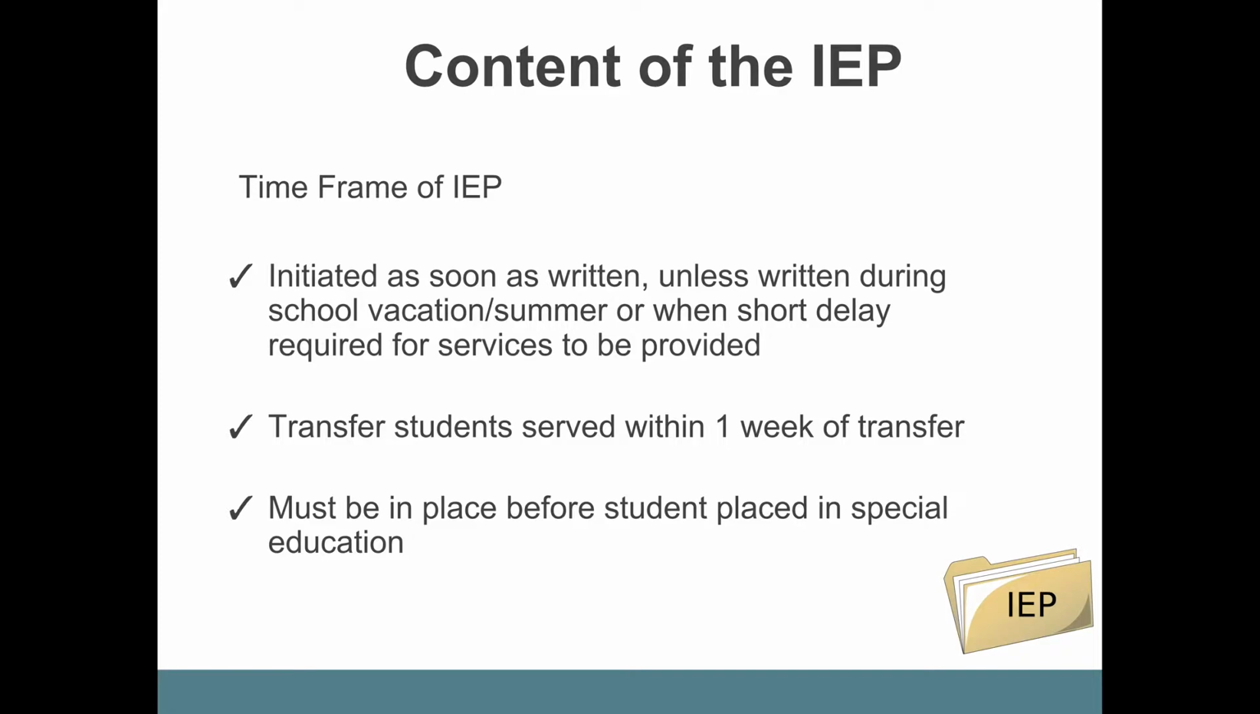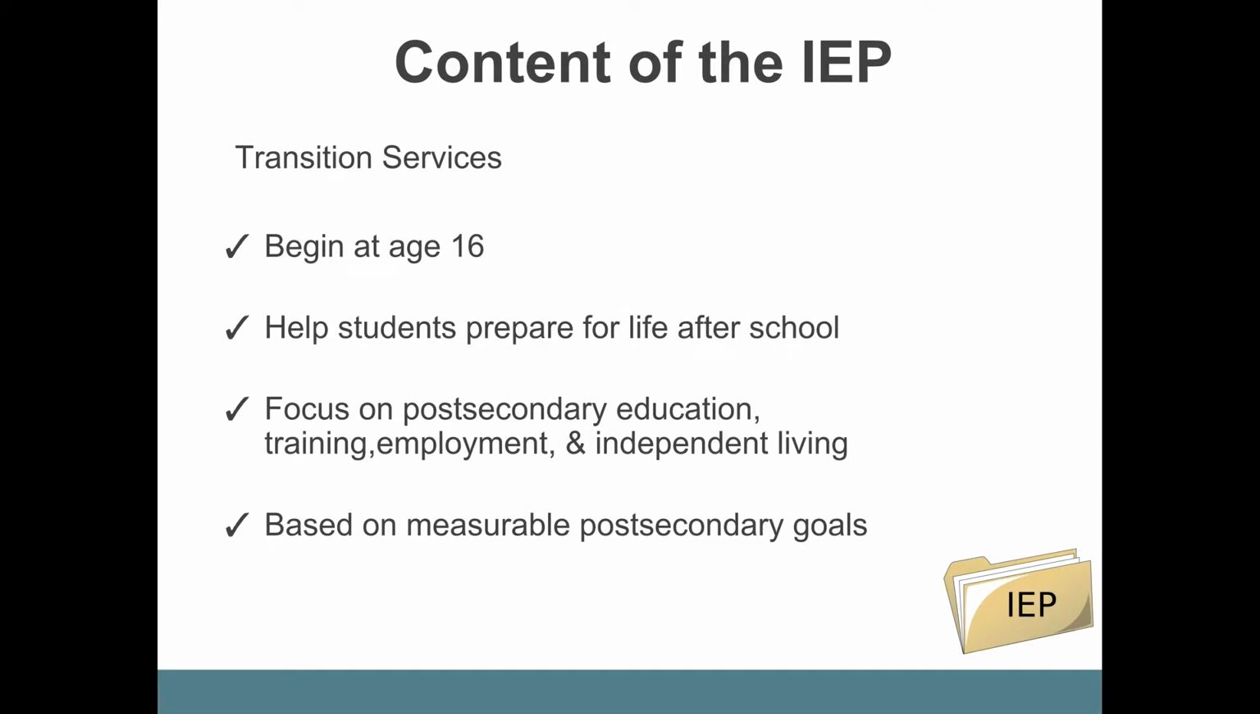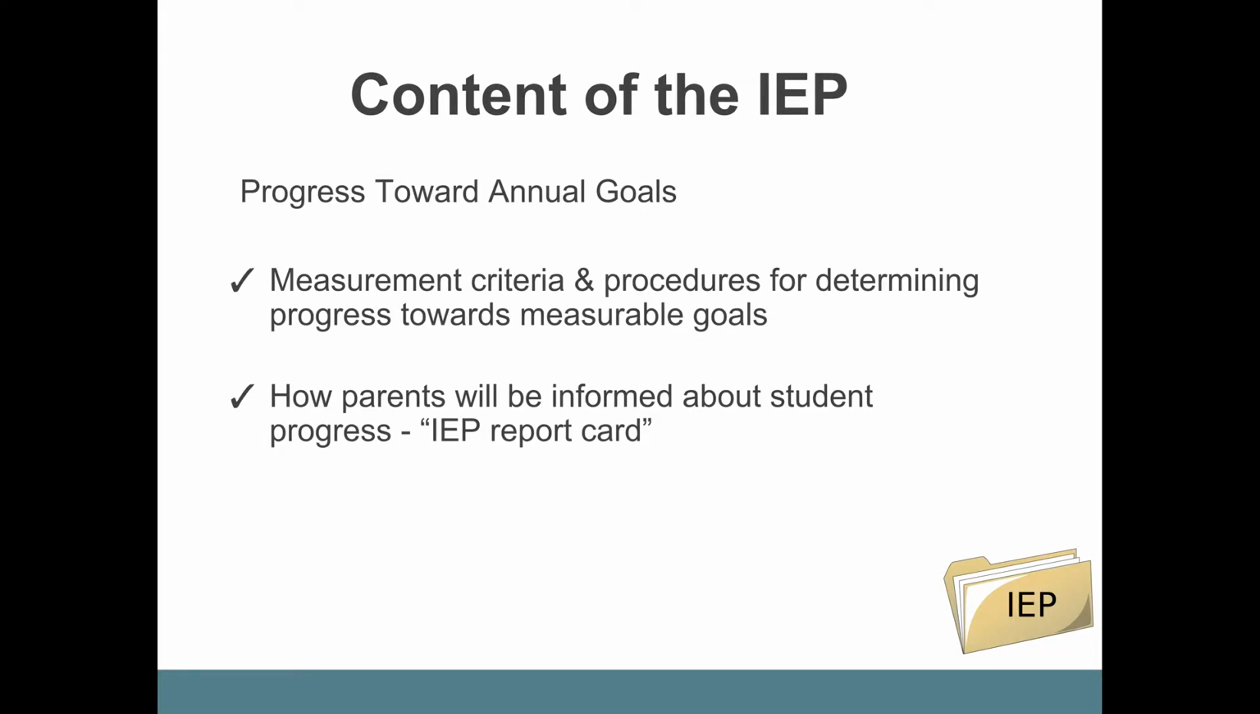In terms of the time frame, the IEP should be initiated as soon as it's written. Again, we talked about this earlier in the lecture. Transfer students should start within 1 week, and it must be in place before the student is placed in special education. Transition services begin at age 16, and the goal of these is to help the students prepare for life after school. So what will they do following secondary education? Will it be independent living? Will they go into employment? Will they go into post-secondary education, etc.? And then these goals or services should be based on measurable post-secondary goals. So you want to make sure there's something that, just like the IEP goals, can be measured.